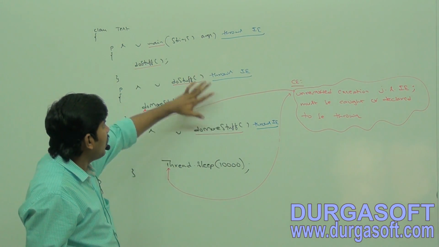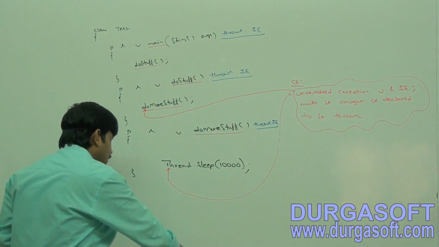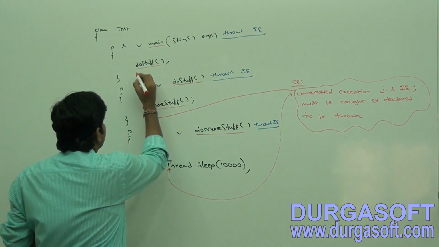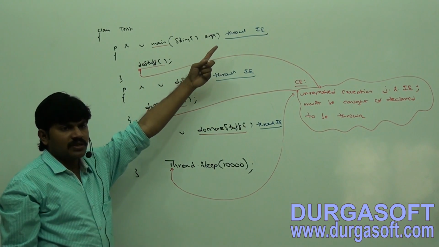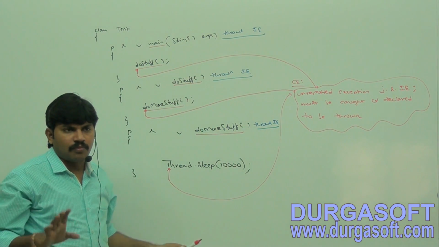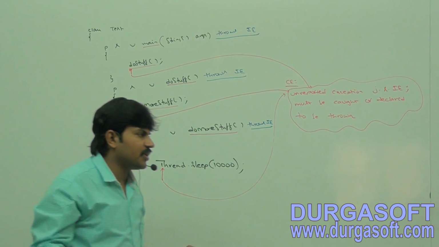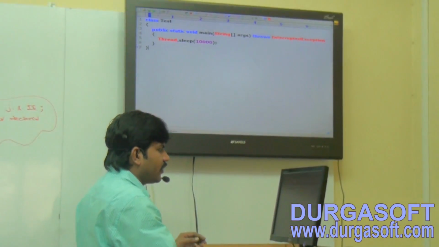Okay, let me show all these compile time errors. If I'm not taking throws, here we will get a compile time error. Once I take the throws keyword, then there is no problem at all. Are you able to understand? Okay, let me execute this code. Now, one minute.